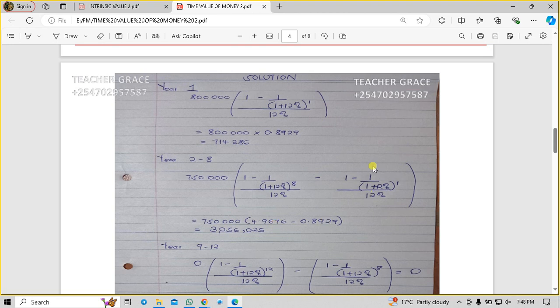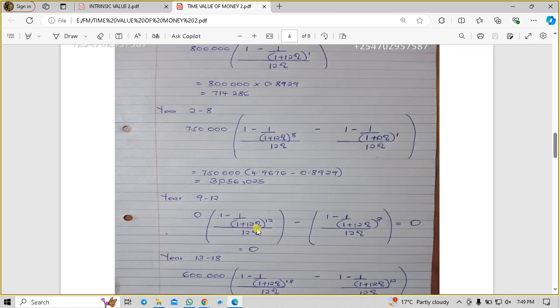So, this one should give you the same answer as this one, so it will be 0.8929. So you subtract 4.9676 minus 0.8929. Whatever you get, you multiply by 750,000. Year 2 to year 8, you're supposed to get this. So we are going to do another example, so kindly follow.